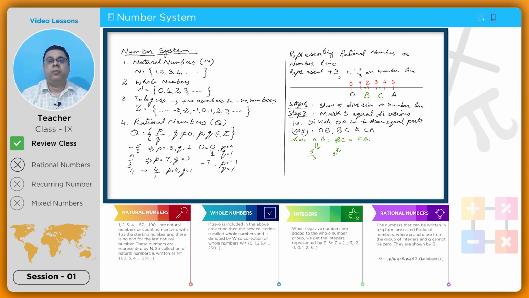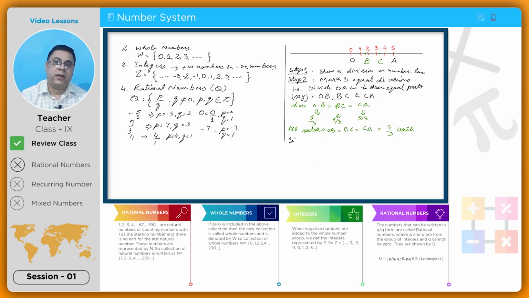So this way a rational number plus 5 by 3 can be represented on the number line. Similar steps would be taken for a negative rational number. Minus 5 by 3 would be taken on the left side. So for minus 5 by 3 we will start from 0, then minus 1, minus 2, minus 3, minus 4 up to minus 5. These 5 divisions to the left of 0 will be divided into 3 equal parts, and every part would be equal to minus 5 by 3. This is left as an exercise for you. Do it.